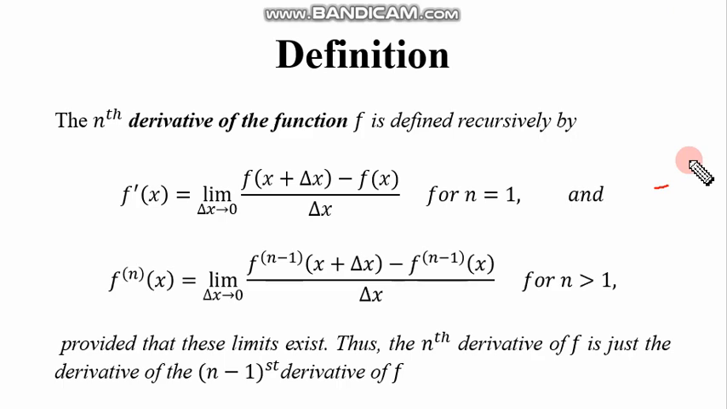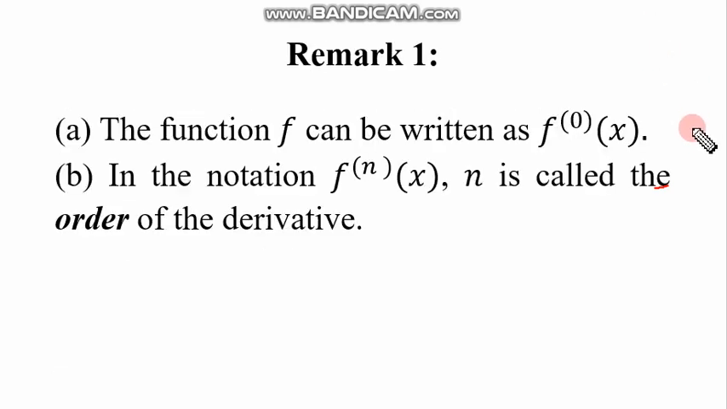And the nth derivative of f at x is equal to the limit of the n minus 1 derivative of f at x plus delta x minus the n minus 1 derivative of f at x, all over delta x, as delta x approaches 0, for n greater than 1, provided that these limits exist. Thus, the nth derivative of that function is just the derivative of the n minus first derivative of the function. So the function f can be written as the zeroth derivative of f at x.